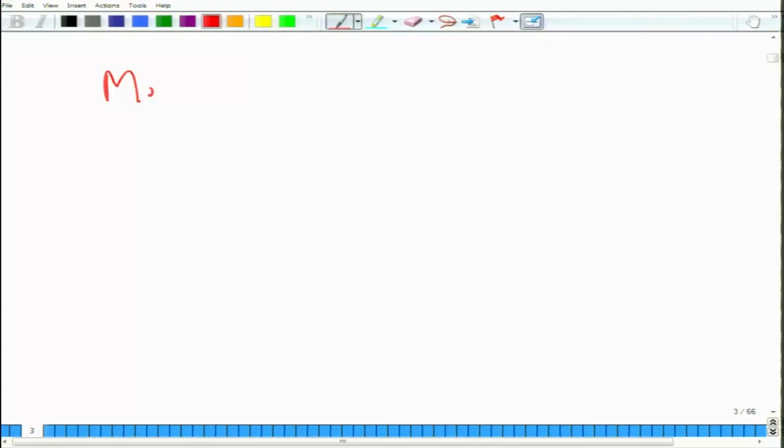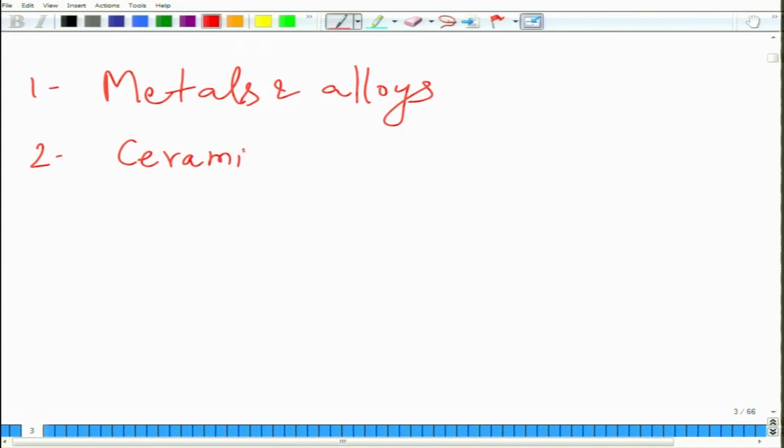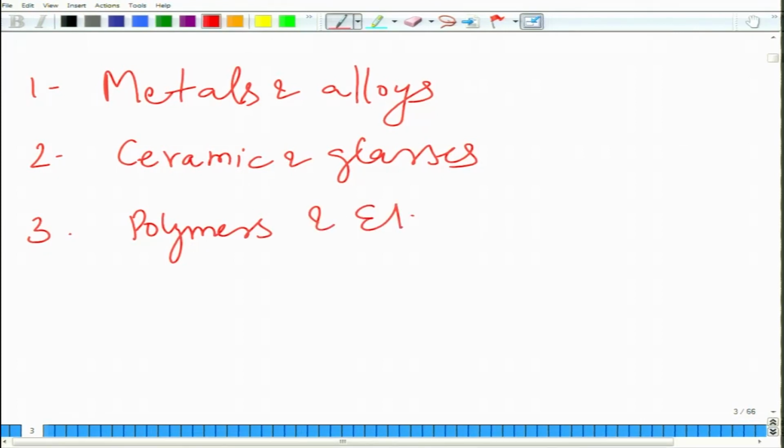So, earlier we classified materials in 4 categories. The first category was metals and alloys. Second was ceramics and glasses. Third category was polymers and elastomers, and fourth category was composites.